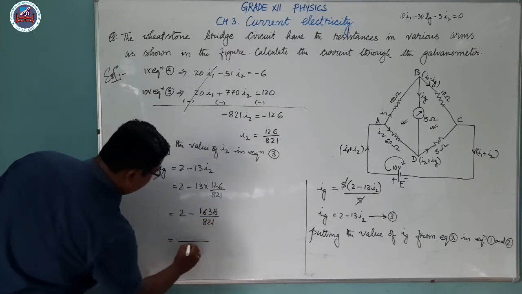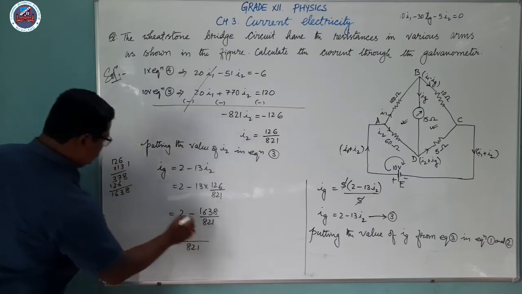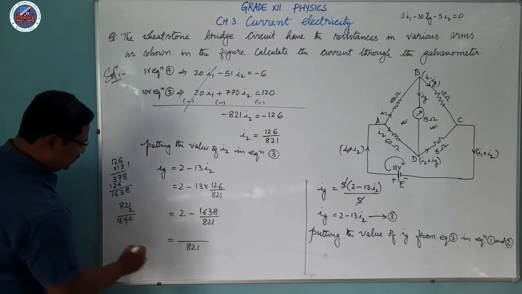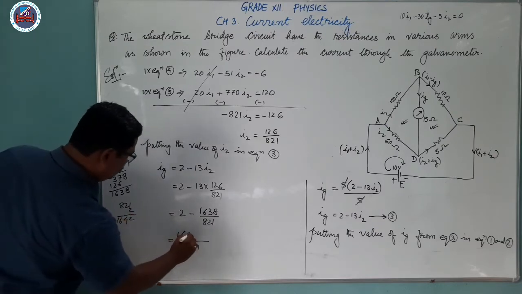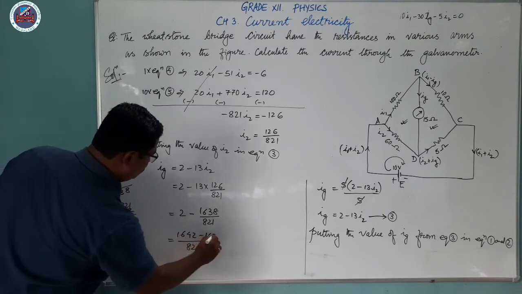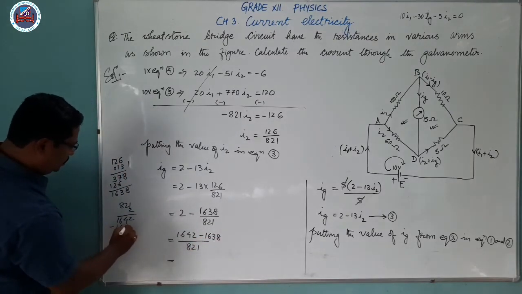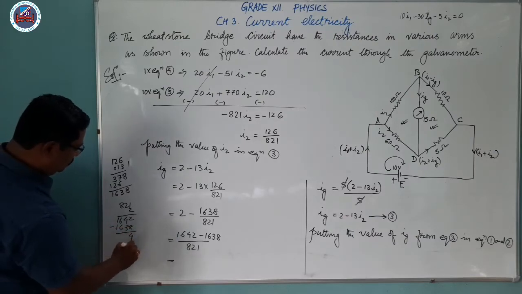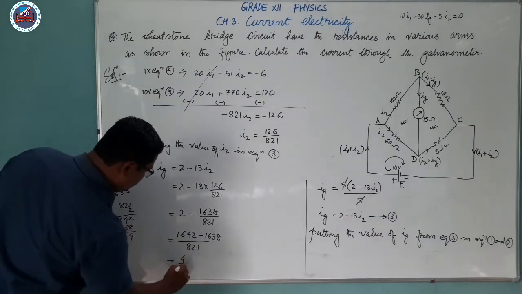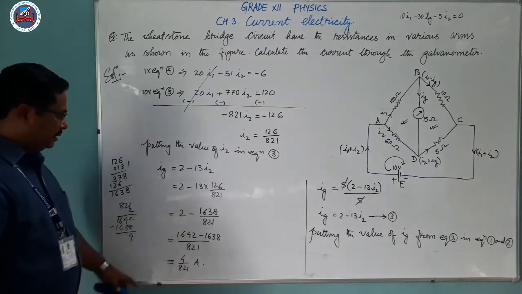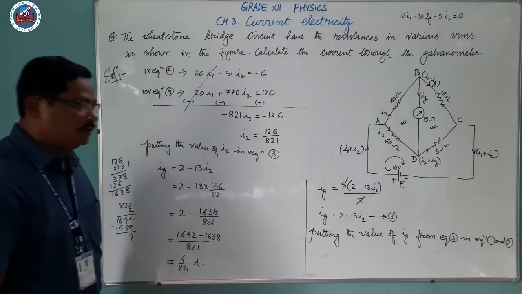So LCM if you take, 821. Multiply 2 times 821, it is 1642, minus 1638. If you subtract it, it will give us 4 by 821. Then you write here ampere. So like this you can get the value of Ig.